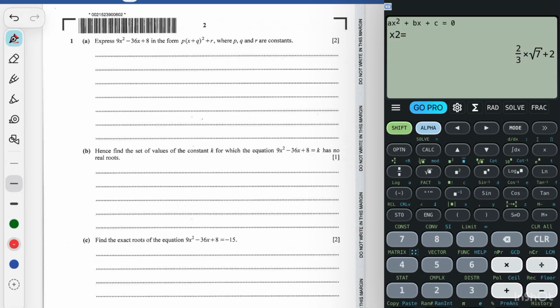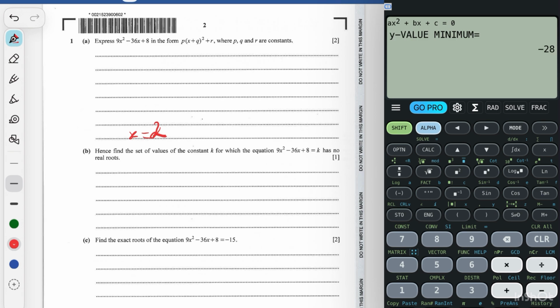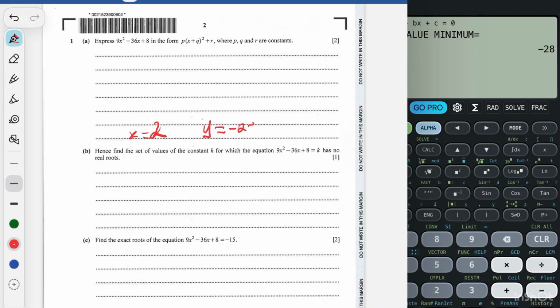Remember, I don't need x1 and x2. I need the minimum. So my minimum value here is x is 2, and y is minus 28. How does this help me? You should know by now how to transpose this. So this is 9 bracket x minus 2 squared minus 28. Whatever number you have here, just put it here. This is my answer. You get 2 marks.